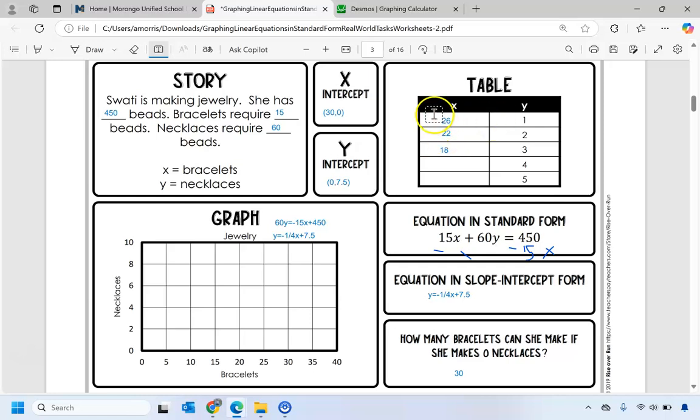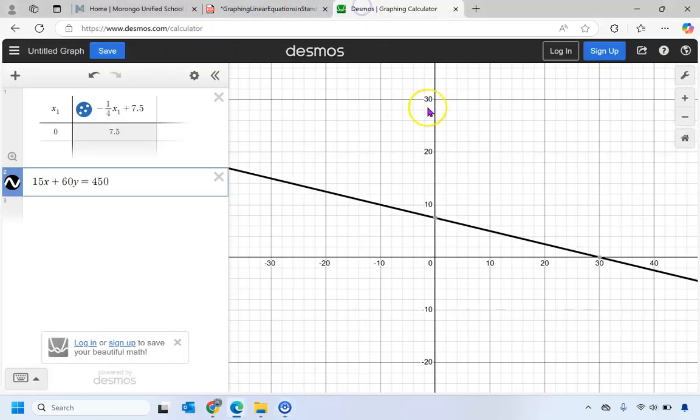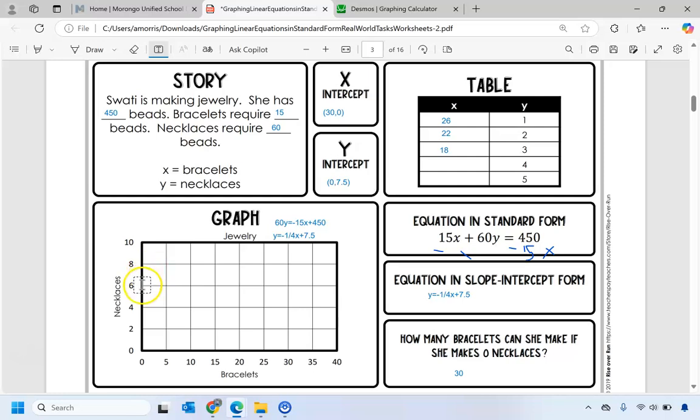So let's talk about what these points mean. If you make 26 bracelets, you can make 1 necklace. If you make 22 bracelets, you can make 2 necklaces. If you make 18 bracelets, you can make 3 necklaces, okay? So make sure y'all fill this out. Remember, this is going down by 4s. And then go ahead and plot these points to the best of your capability. You can let Desmos guide you, because you can see where the y-intercept is supposed to be at 7.5, the x-intercept here, and some points in between, okay?